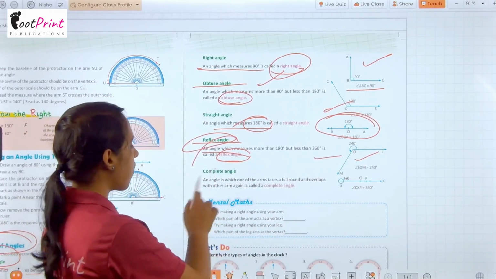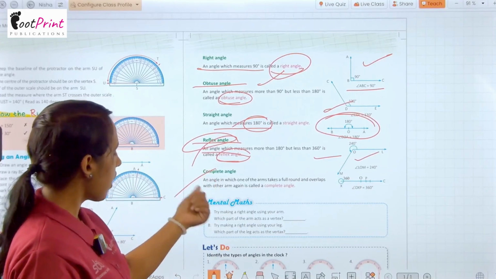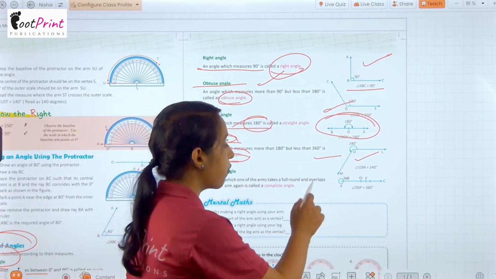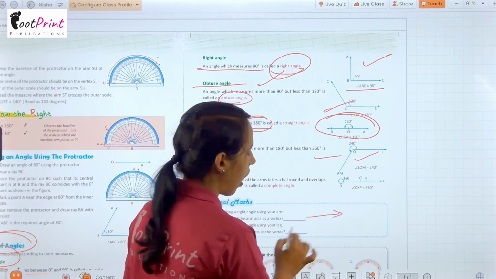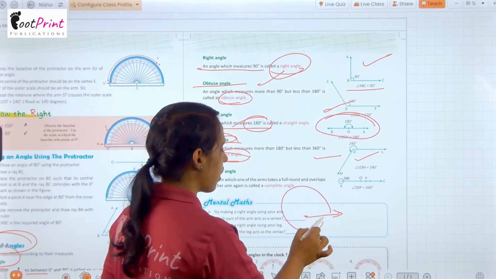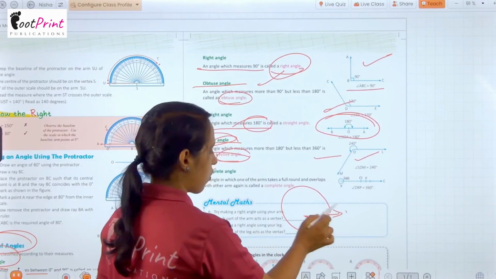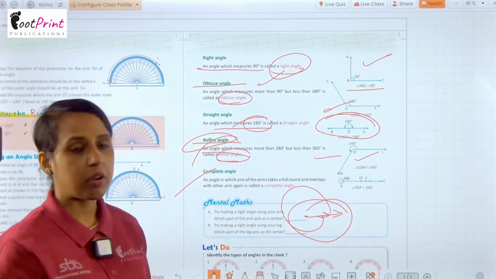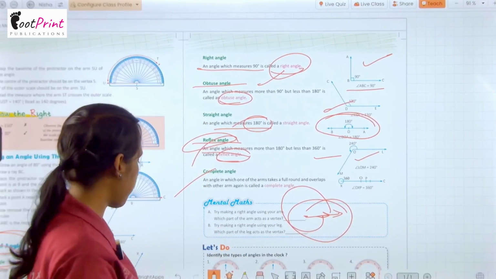Okay, and we have now complete angle. So an angle in which one of the arms takes a full round. So here we start the arm, and after taking a full round from it, it will become here only. So it is showing a complete angle that will be equals to 360 degree. Okay.